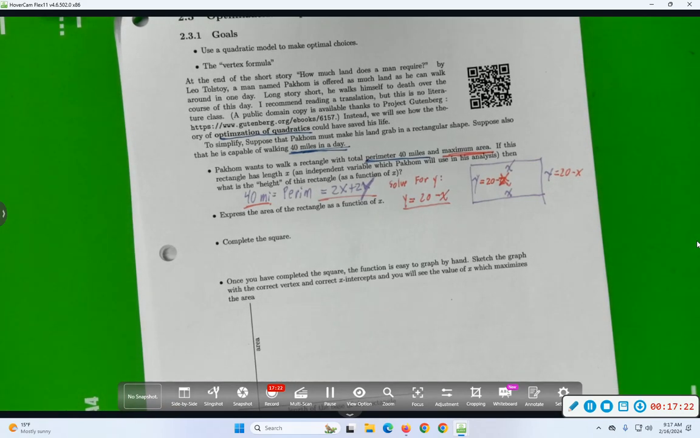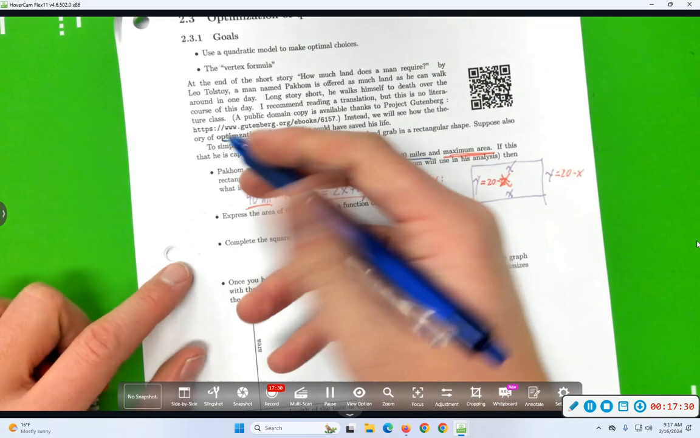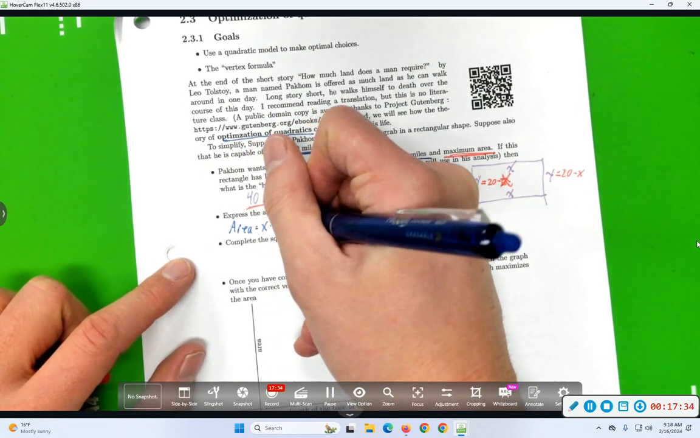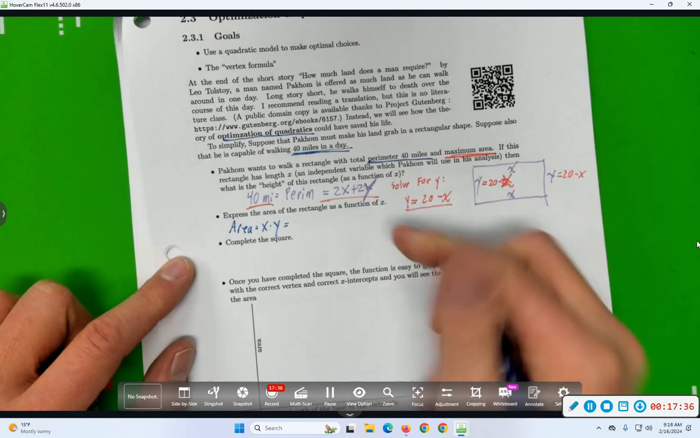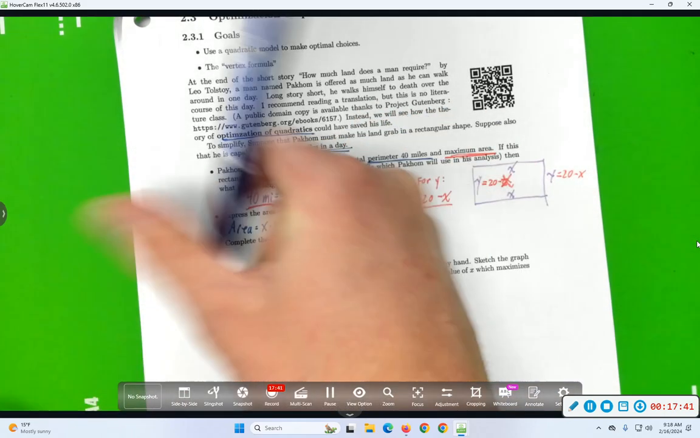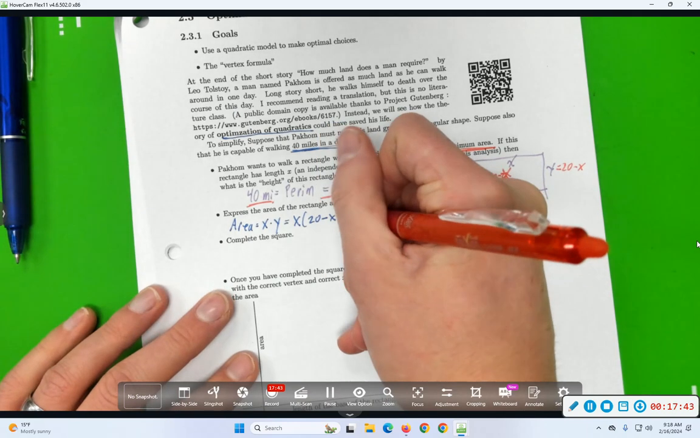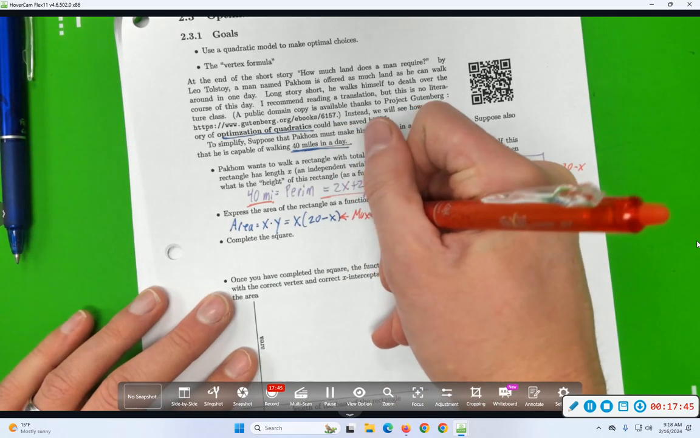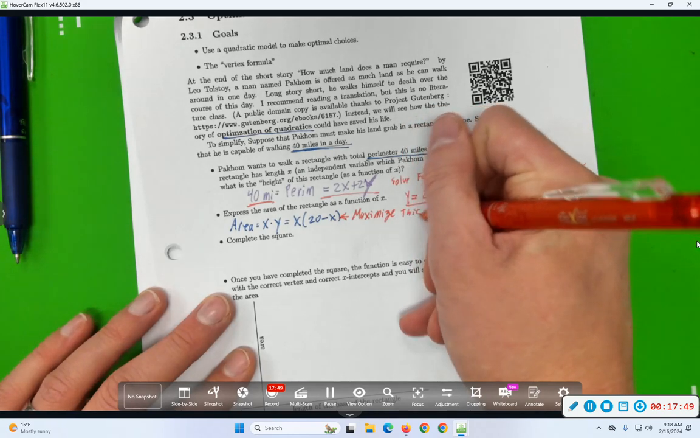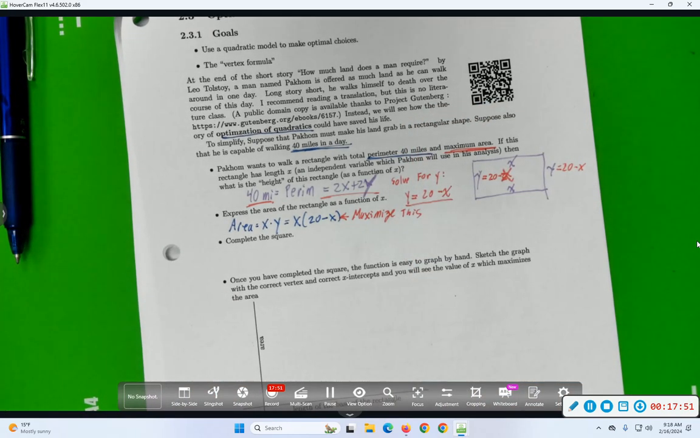And I want to maximize area, so maybe an area formula would be nice too. What's the area of a rectangle? x times y. So the area, the thing I want to maximize, is x times y, and I know what y is. That'll be x times 20 minus x. And that's nice. So now I'm down to the desire to maximize that thing.